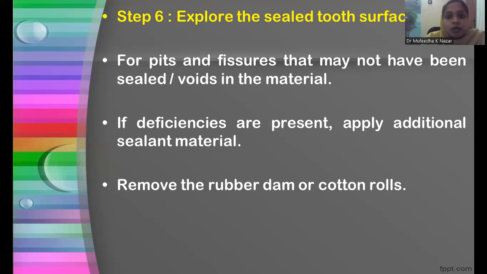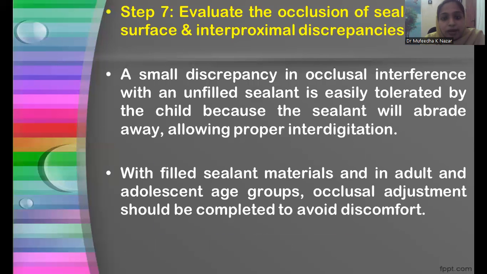Now, after curing the sealant, explore the sealed tooth surface to check for any voids in the material. If any deficiencies are present, apply additional sealing material. Now, remove the rubber dam and cotton rolls. Finally, evaluate the occlusion of the sealed tooth surface and interproximal discrepancies.